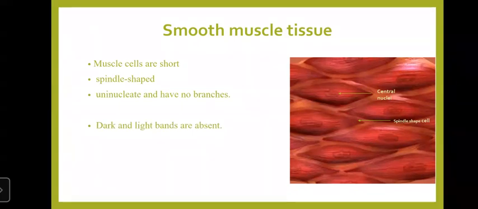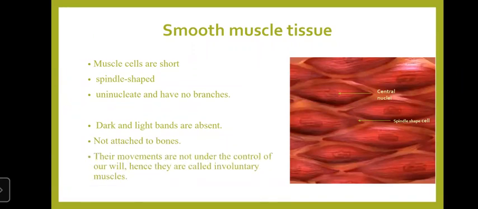Dark and light bands are absent. There are no bands on the smooth muscles. They are not attached to the bones. And their movement is not under our control. We cannot control the movement of smooth muscles. Hence, they are called involuntary muscles.